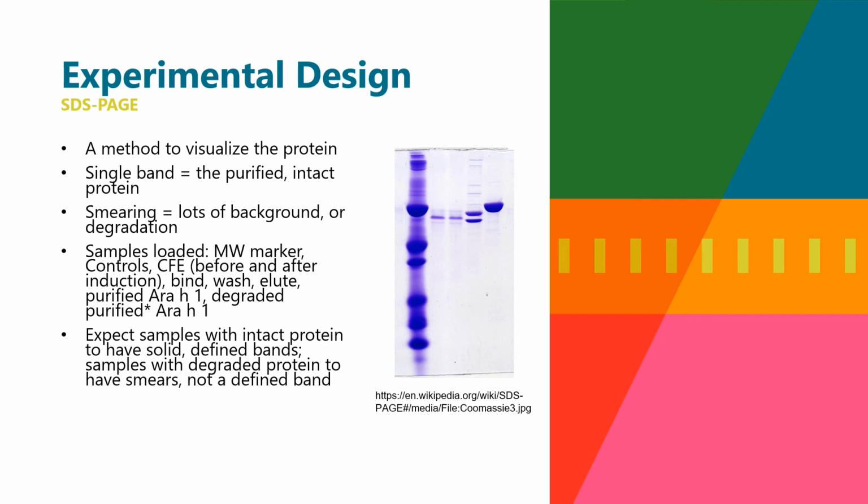So I would test the purified intact protein from the last step, the purified denatured protein from the last step, and then the whole cell that's just lysed with the intact protein, and then the whole cell that's lysed without the intact protein. I do expect, if I run this, that the samples with the denatured protein would have bands that are a little bit smeared and not really defined compared to samples with an intact protein, which should have a clear, defined band.